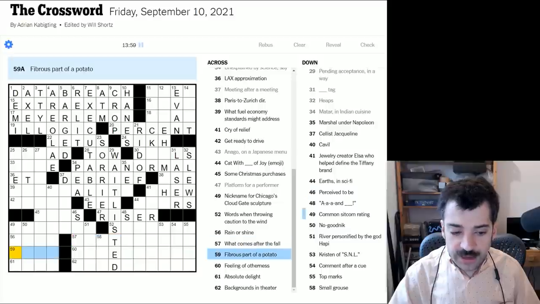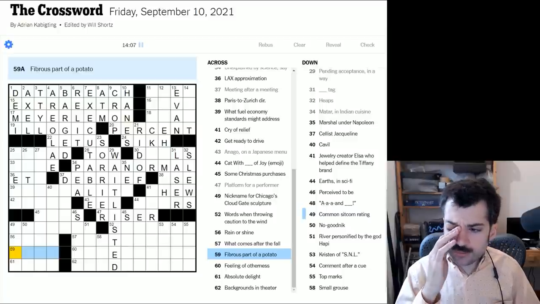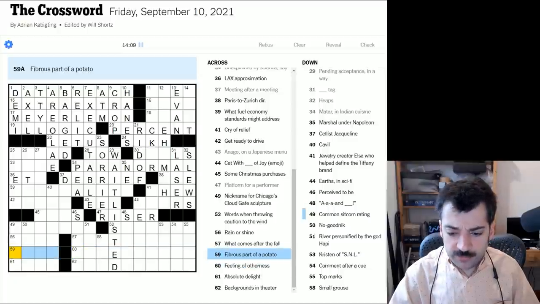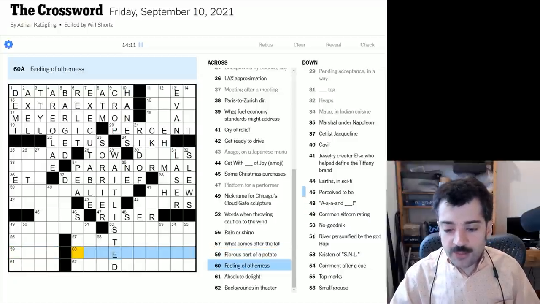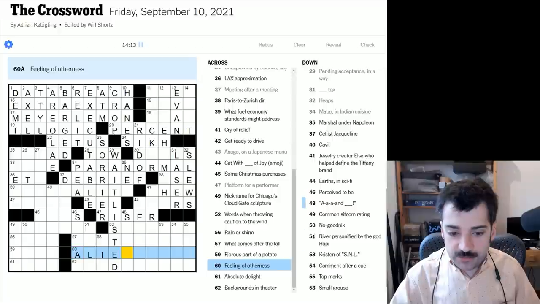Fibrous part of a potato. I suppose the root of the potato wouldn't be fibrous, would it? I'm just trying to think of four-letter things. Feeling of otherness. Alienation? Absolute delight. Could be glee, maybe.